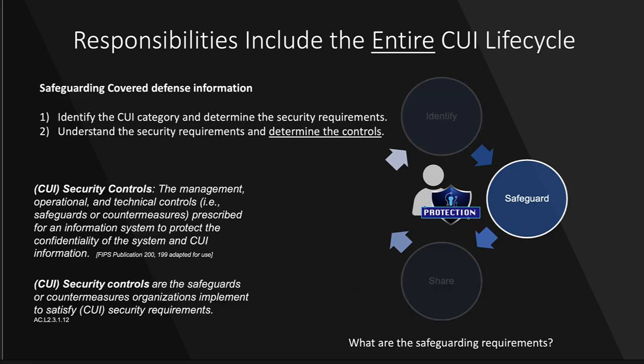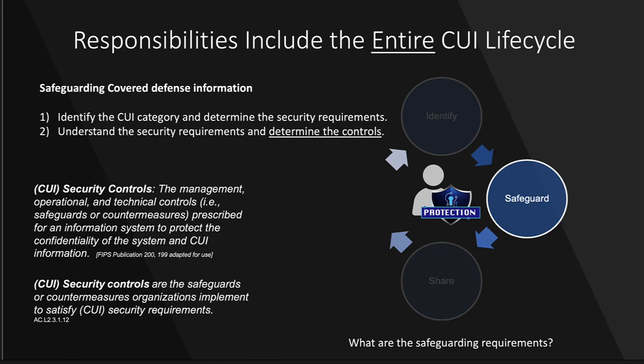As we understand our responsibilities for safeguarding CUI throughout the entire life cycle, we recognize the fact that the CUI category determines the CUI security requirements, and those are identified in the CUI registry. And then our understanding of the CUI security requirements allows us to identify and determine the controls that we need to implement within our environment in order to safeguard the CUI and meet the requirements. Because the definition for CUI security controls includes the management, operational, and technical controls, either safeguards and countermeasures, that prescribe for an information system to protect the confidentiality of the system and the CUI information.